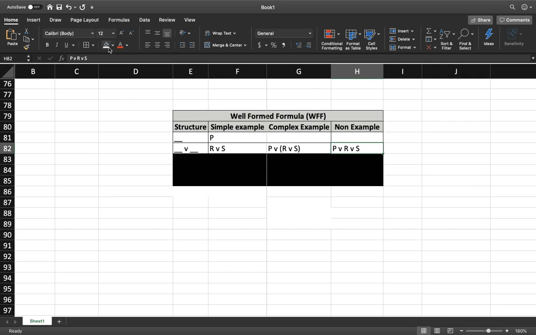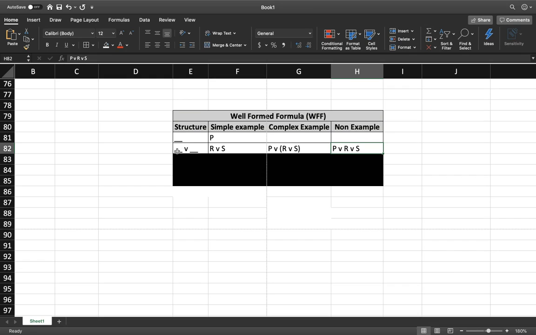Here's an example that's not valid. P or R or S. It's not clear what you mean here. It's not clear where your parentheses could be between here and here. It could be the way I have it in the second cell or the third cell. It's not clear what's happening. So this is a non-example.